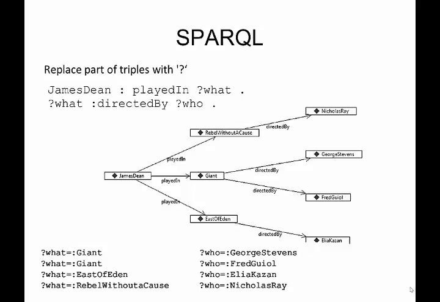And the answer that you get down the bottom, if I can get this out of the way, I don't know how you make this vanish. We look down the bottom, we've got four results, because we get two results for this one, Giant, so we get four responses. We get what: Giant, who: George Stevens; what: Giant, who: Fred Guiol. Those are the four returns that we get from our query.